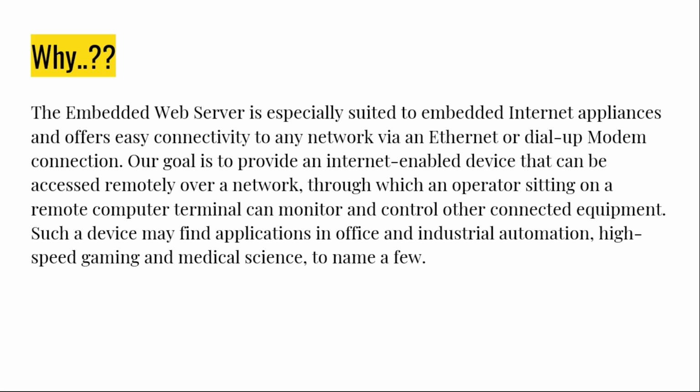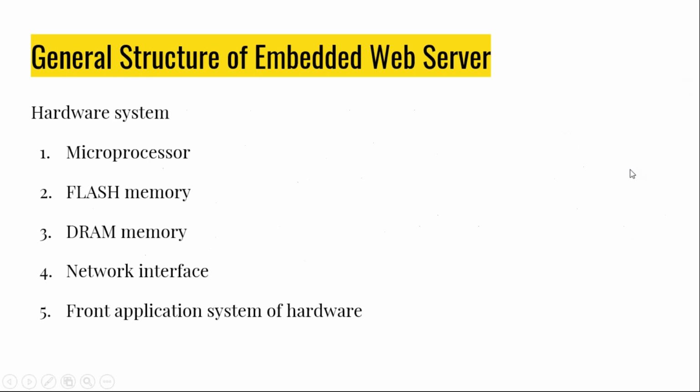Journal structure of embedded web server. In the journal, embedded web server is a hardware system. In the hardware system, a microprocessor is there, with flash memory in the microprocessor, DRAM memory, and a network interface, from the front-end application system of the hardware.